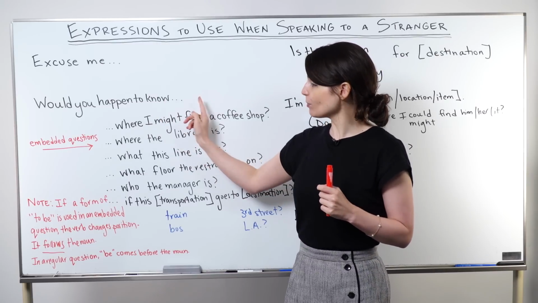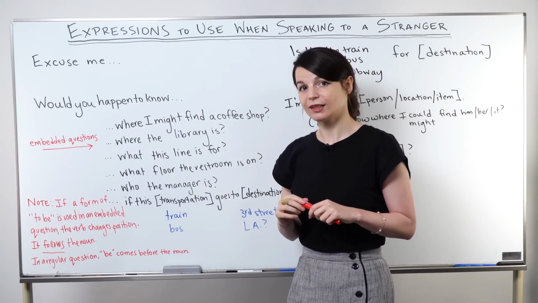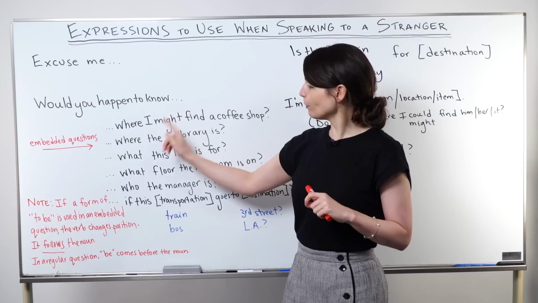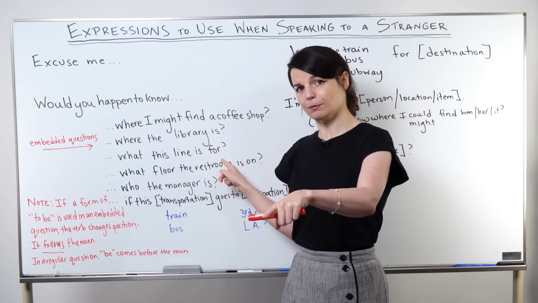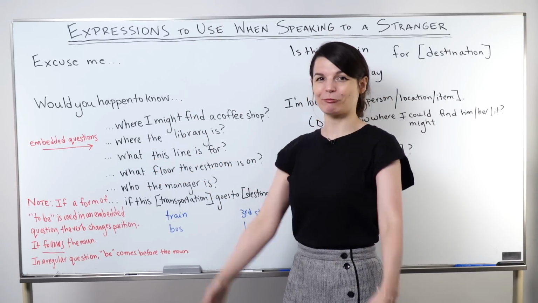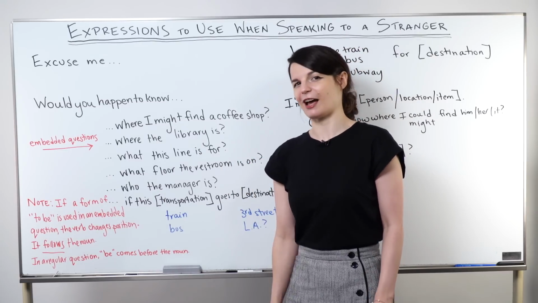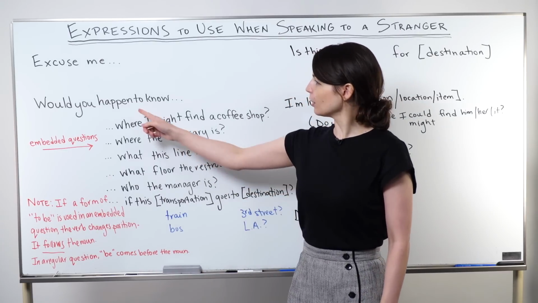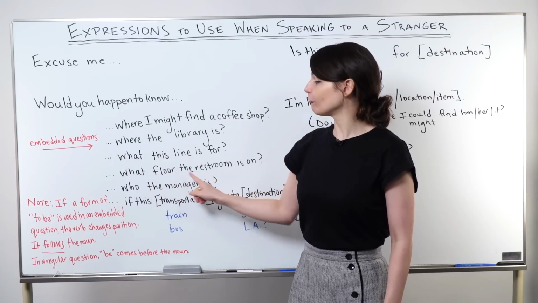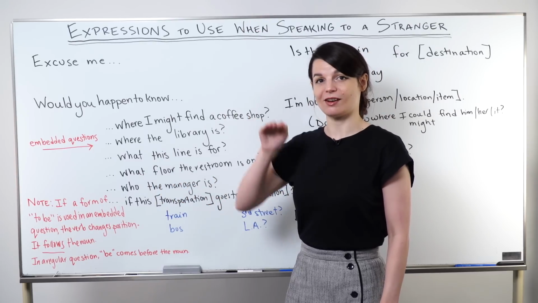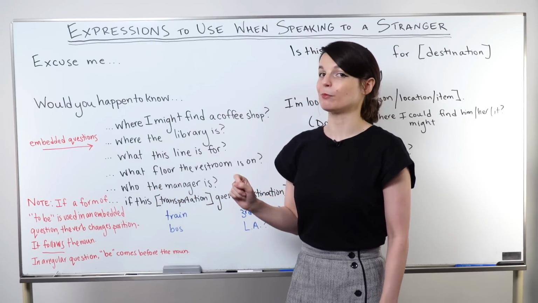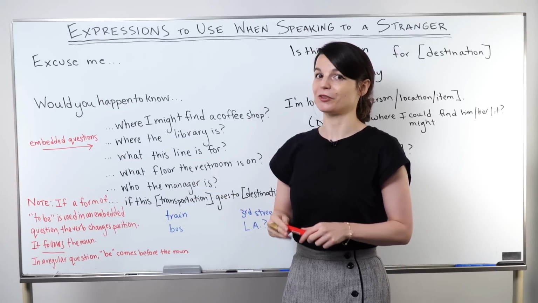Or would you happen to know where the library is? Or would you happen to know what this line is for? So maybe you see a big line of people on the street and you're curious. Would you happen to know what this line is for? Or would you happen to know what floor the restroom is on? So you could use this in a department store or another tall building.